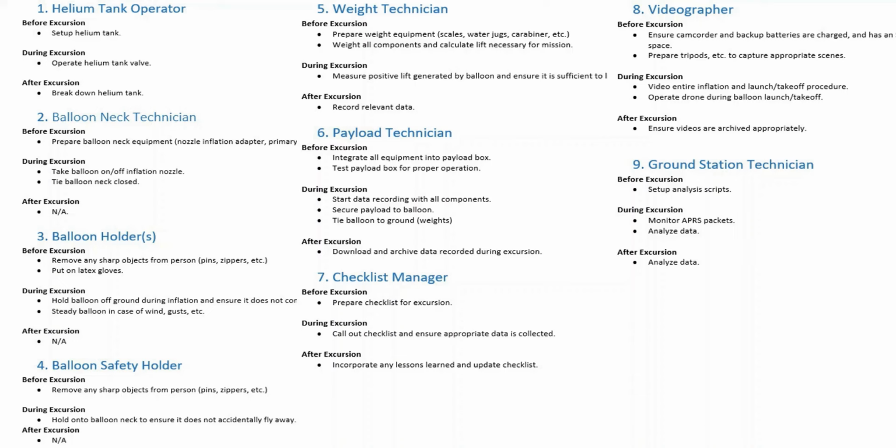We also had a videographer on hand to make sure we captured all the great video and footage that you see here so we can document our experience. And then we also had 1 or 2 ground station technicians that were going to be sitting in front of our laptop watching the APRS packets and tracking the balloon during its ascent and descent.